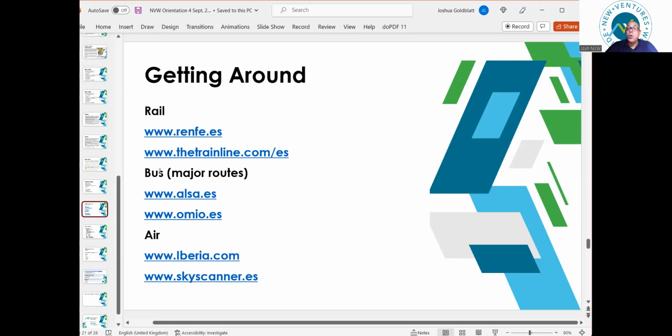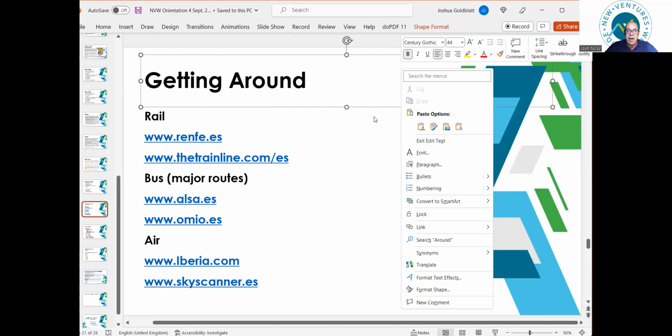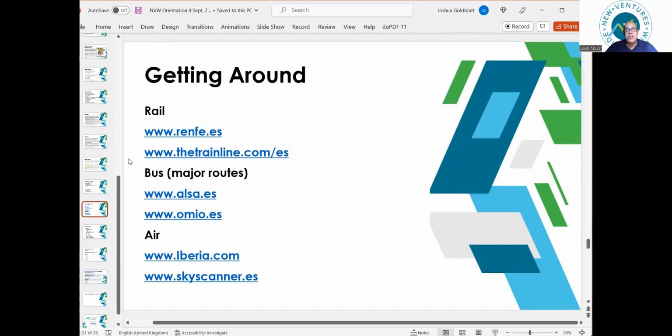And it's the same with bus or coach, with Alsa, which is the biggest company, or Omio, which is a search engine which will tell you all the different possibilities. What you will find, though, if you're in a local area and you want to get the bus from one town to another, is that very often that information is not available online. And you really have to go to the bus station and look and see for yourself. Okay, and then with airlines, of course, we've got Iberia, which is the Spanish national airline, and Skyscanner, which I think is a very good search engine.